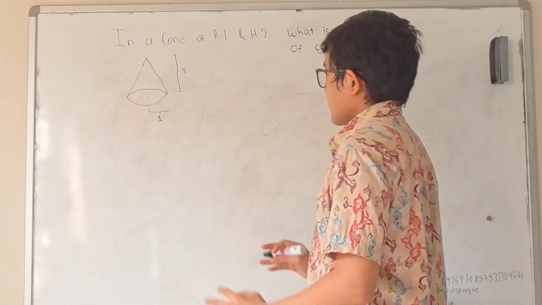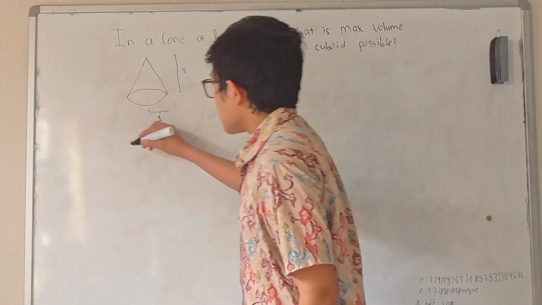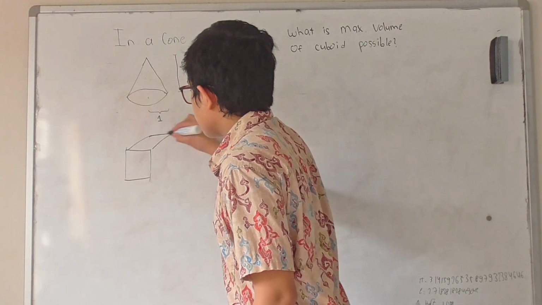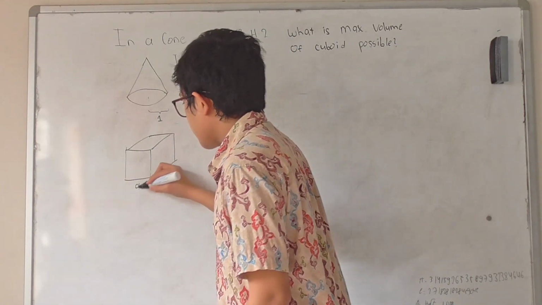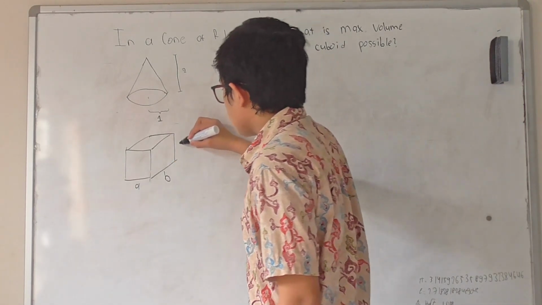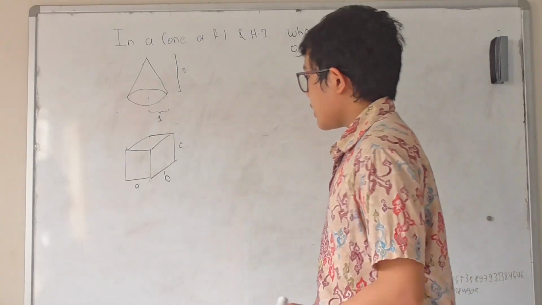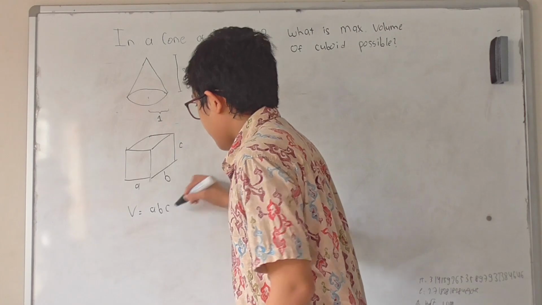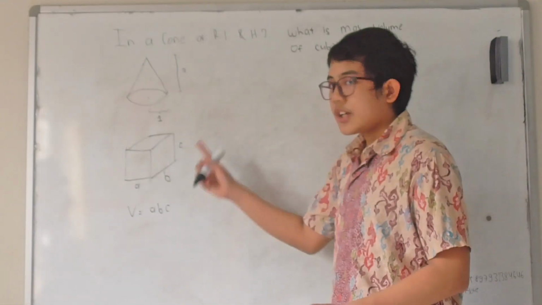Firstly, let's try to create some variables. If we try to draw a cuboid right over here, let's say that the length is equal to A, the width is B, and the height is equal to C. So the volume of this cuboid would be A times B times C.